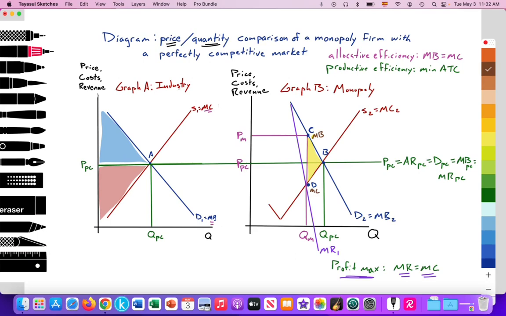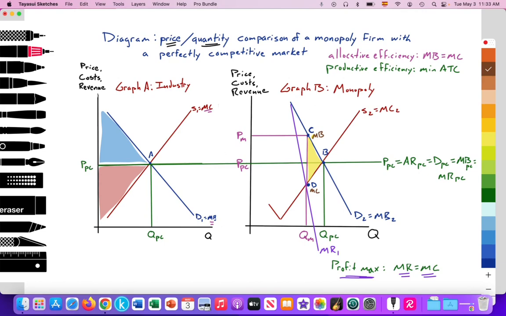So in graph A, it's illustrating the industry for perfect competition, measuring the quantity of output on the x-axis, price, cost, revenue on the y-axis. I have the upward sloping supply curve, S1 equal to MC, the sum of all perfectly competitive firms in the industry. I have the downward sloping demand curve, all firms demanding those inputs in that industry. The intersection of S1 equals D1 provides a price that all firms must accept at price PC, and the quantity of output in the industry at QPC, which is the same price that we see illustrated in graph B.